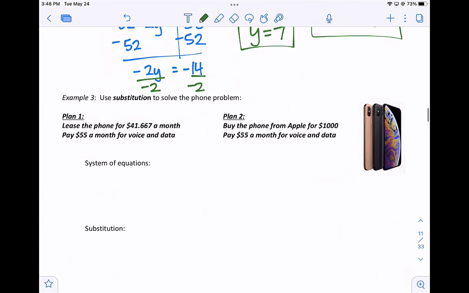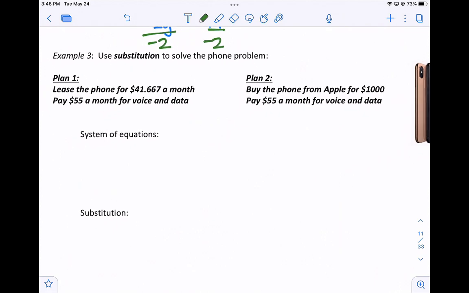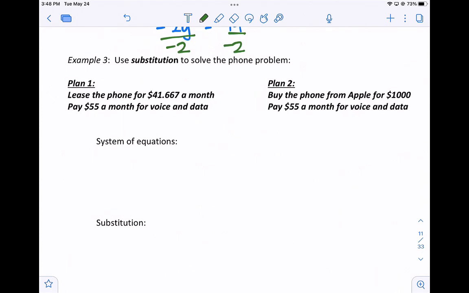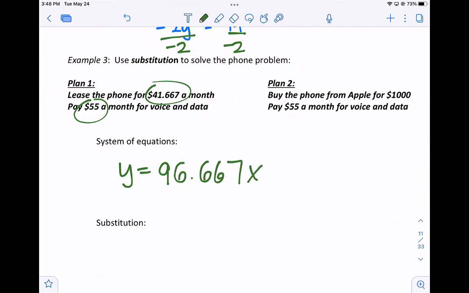Okay, in our last problem, use substitution to solve for the phone problem. Let's say you lease a phone for $41.667 a month, plus you pay $55 a month for voice and data. So what that looks like, the monthly cost, if we add those two together, would be $96.667 per month. So every month we're paying about $97.